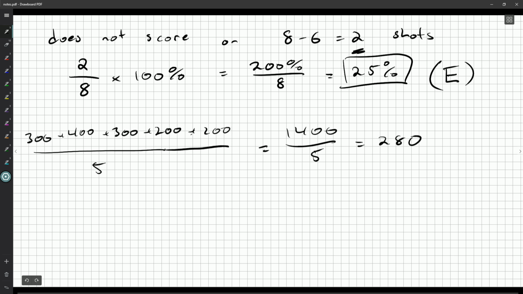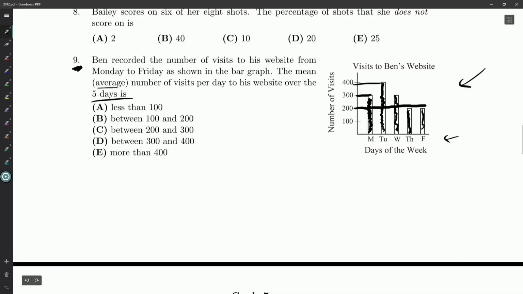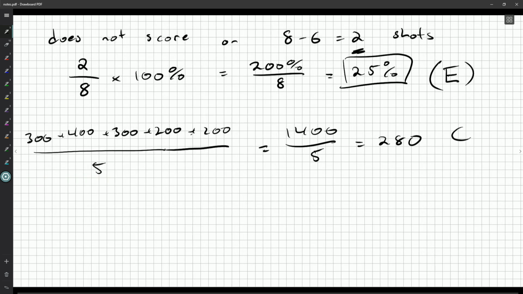Okay. Now the graph is very zoomed out, so they're not giving us precise answers. They're just saying, you know, less than 100, between 100 and 200. So where does 280 fit in? It's bigger than 200, but it's less than 300. So our answer is going to be C. So for question 9, we would bubble in or circle C.